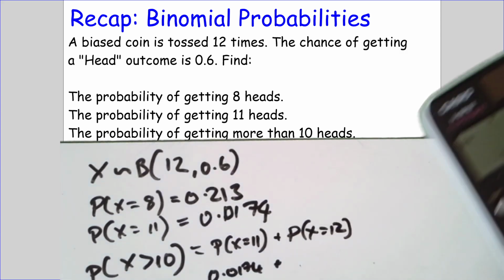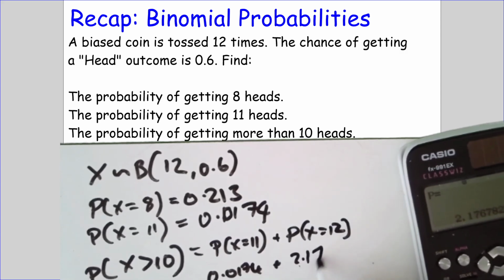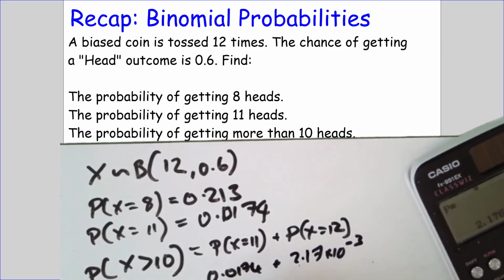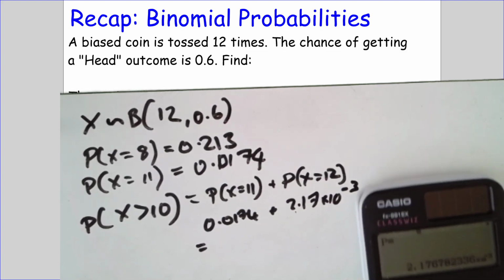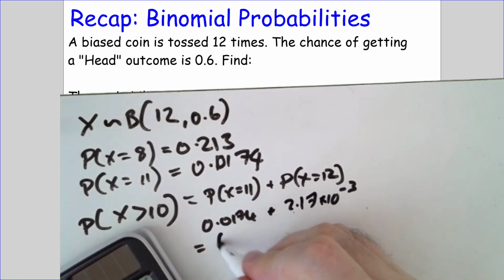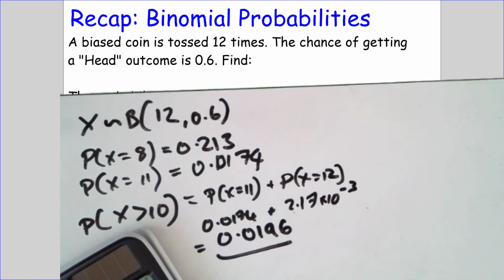So for this, I've got my 11, which is 0.0174. I'm going to use my calculator, press equals again, go back, put in 12, press equals, and I get this number which is in standard form. So this is 2.17 times 10 to the minus 3. Adding these two things together, you can do it on a calculator, it will take this number and call it Ans. So if I go back to menu 1, we've got that number, and I'm going to add on my 0.0174, press equals. I get this answer, which is 0.0196, if we round correctly.